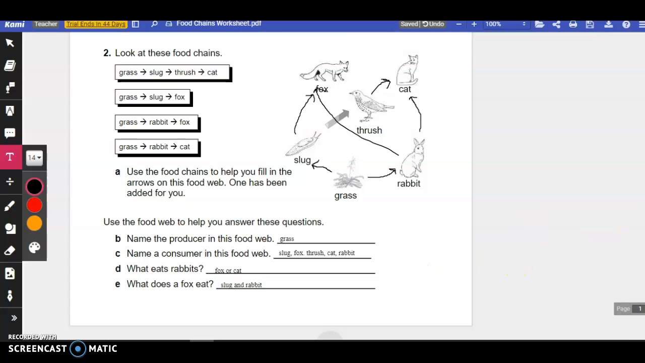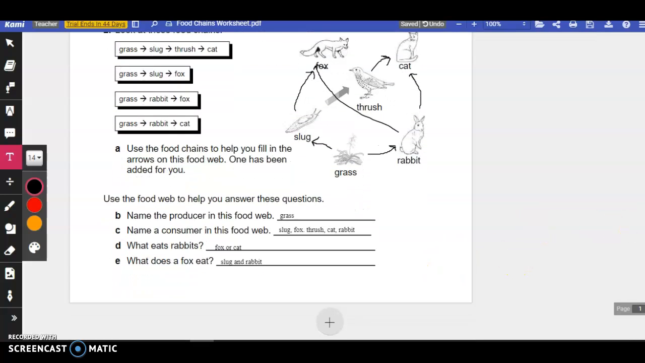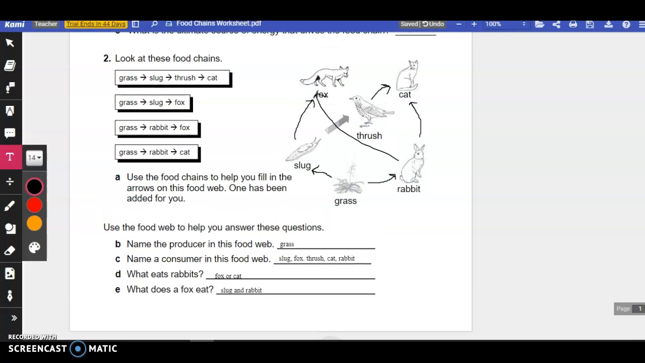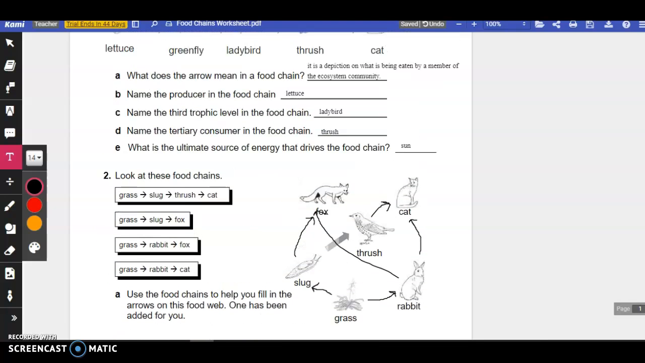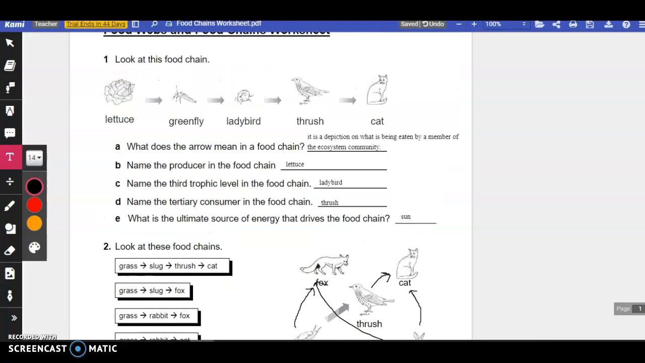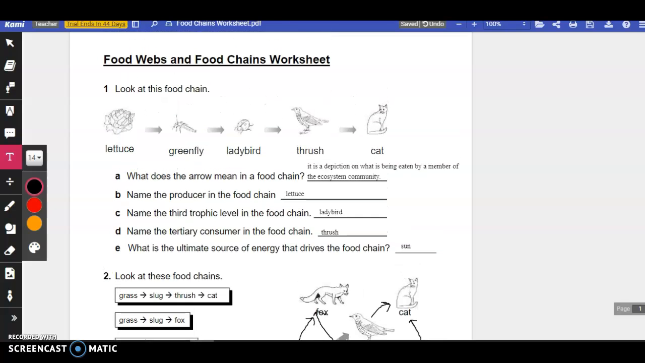I hope these answers make sense to you. If not, please go ahead and ask me any questions that you might have. If your answers don't look similar to these, go ahead and make those changes. These are the most accurate answers to these questions.